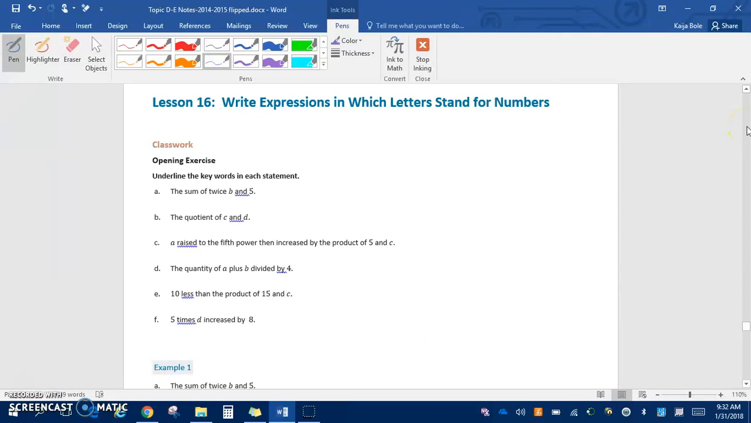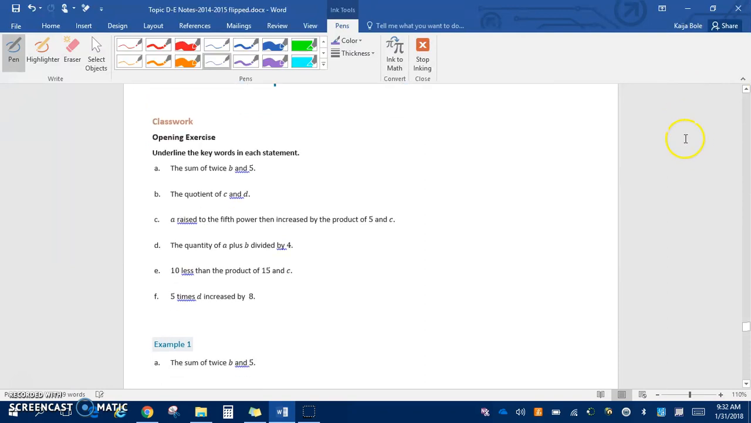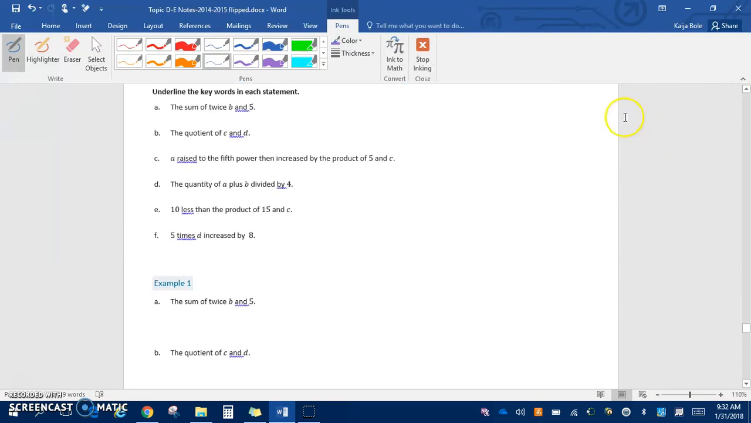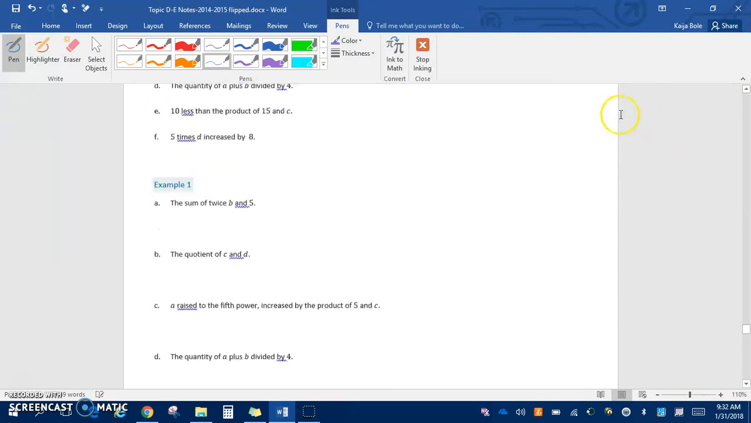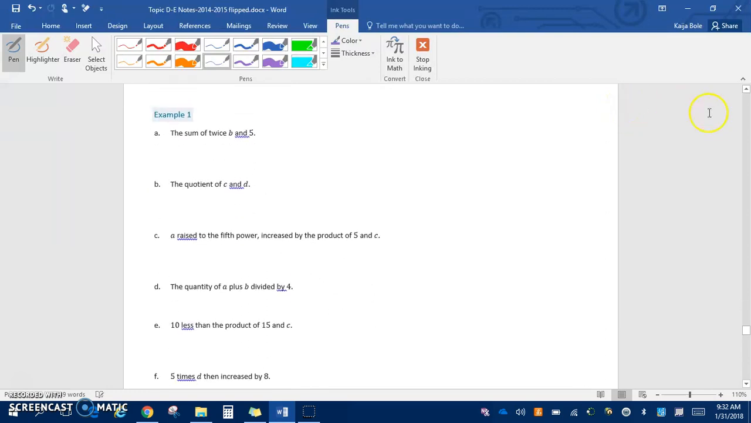Alright, so here we are on lesson 16, day 1, and we're going to write expressions in which letters stand for numbers. So today we're going to do half of the lesson 16 notes, and tomorrow we're going to do the other half. So just kind of follow along as we jump around a little bit. We're going to skip that opening exercise because we're going to just do that when we do example 1.